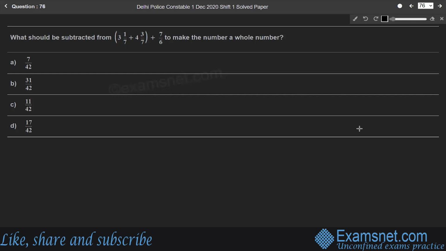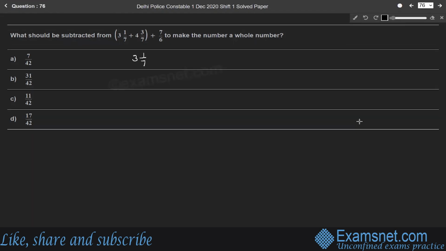Question 76. What should be subtracted from 3 1/7 plus 4 3/7 plus 7/6 to make the number a whole number? So the given expression is 3 1/7 plus 4 3/7 and one more improper fraction, plus 7/6. Let us convert these mixed fractions.